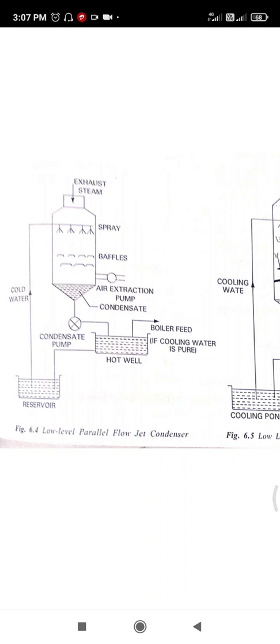This is the low level parallel flow jet condenser, you can see in the figure. It does not require a pump to lift water because it flows upward automatically due to the pressure difference. It is provided with a dry air pump to extract air and baffle plates inside the shell to facilitate thorough mixing of steam and water. This is the working of the low level parallel flow jet condenser.